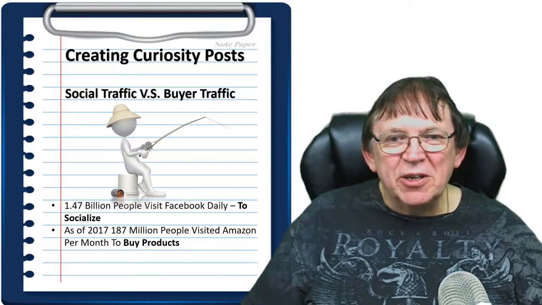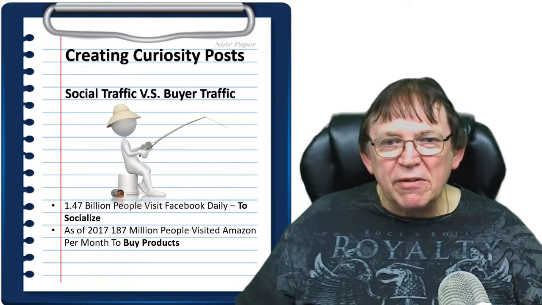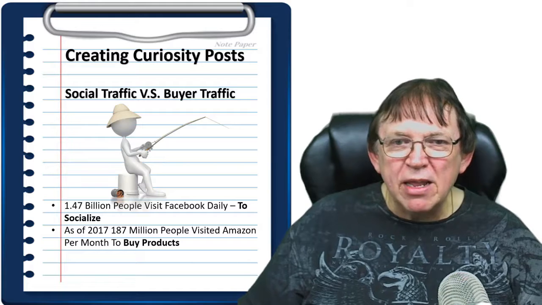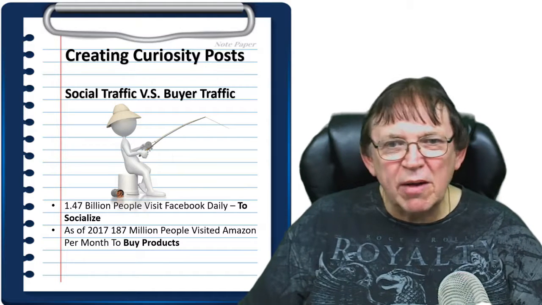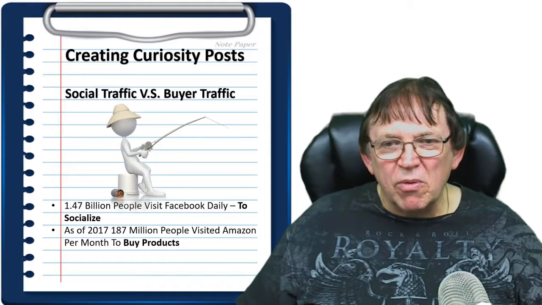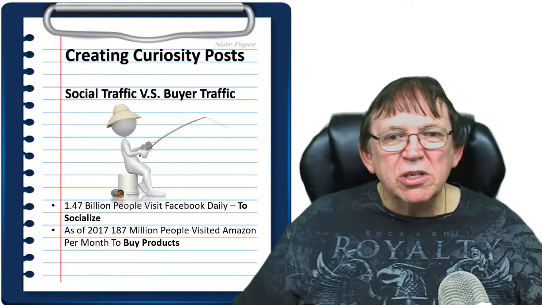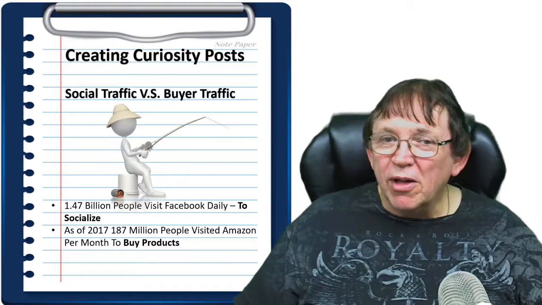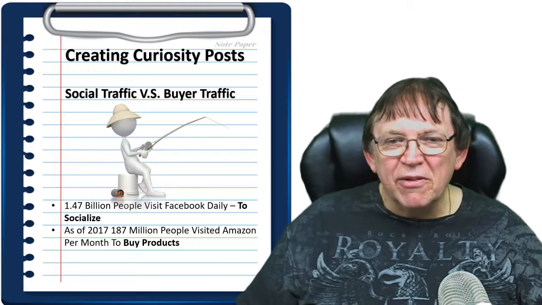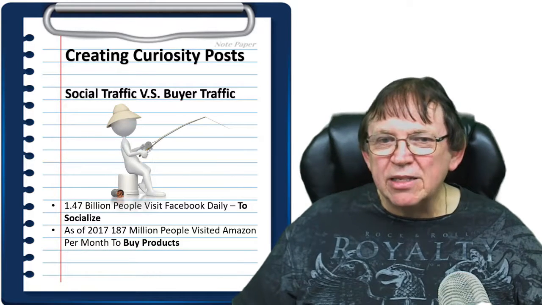Social traffic versus buyer traffic. You know that there's 1.47 billion people that are visiting Facebook each and every day. Now, they're not going there to buy anything. They're going there to connect with their friends, to find out the birth dates of somebody that they know. They want to send somebody a get well message or whatever, but they're just going on there to socialize. There's a ton of commerce that's done on Facebook each and every day, but that's not why they're going there.